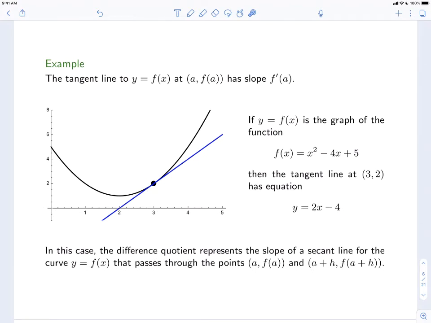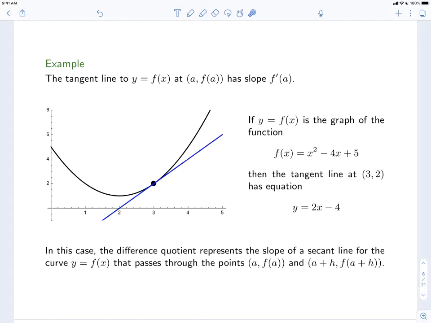The tangent line to y equals f at x at a given point, a comma f at a, has slope f prime of a. That's something we've already seen. So as an example, if y equals f at x is the graph of the function f at x equals x squared minus 4x plus 5, so in other words, it has this parabola as its graph, then the tangent line at 3, 2 has equation y equals 2x minus 4. The slope of this tangent line at this point, 3, 2, is 2. That means that the derivative at this point is 2.